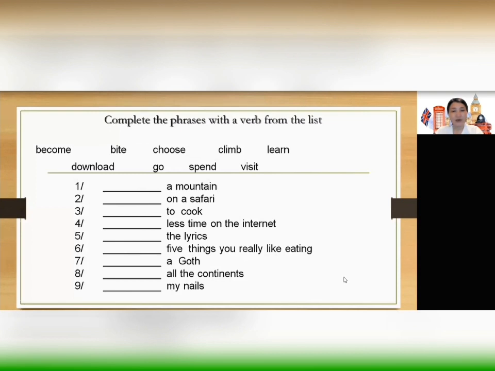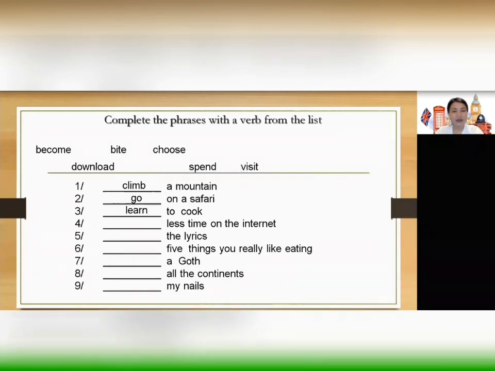Now, before beginning our grammar theme, let's complete the phrases with a verb from the list. So, what do you think? What's the next phrase, the first phrase? A mountain. Yes, of course. Climb a mountain. Now, the next is go on a safari.